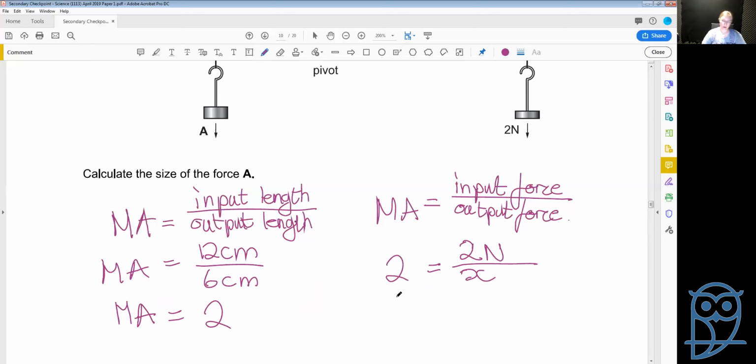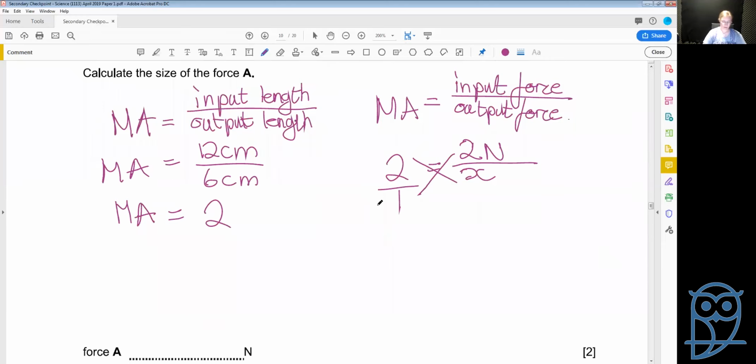Okay, so now what do we do? We need to find x. So we can multiply across. We can do that because this will be 2 over 1, technically. There's lots of different ways of working this out. So we have 1 times 2 newtons, so we get 2 newtons, and 2 times x, so we have 2x. So we divide by 2 on both sides, so we have 1 newton is x. So our output force will then be 1 newton.